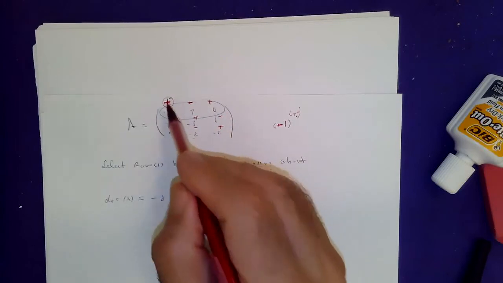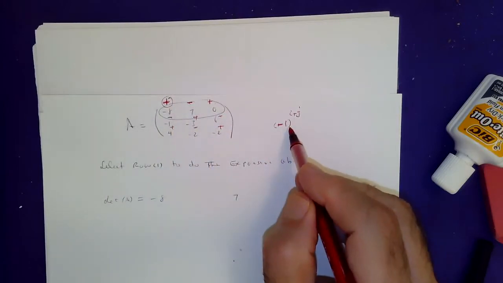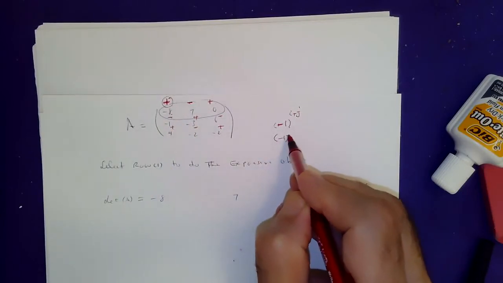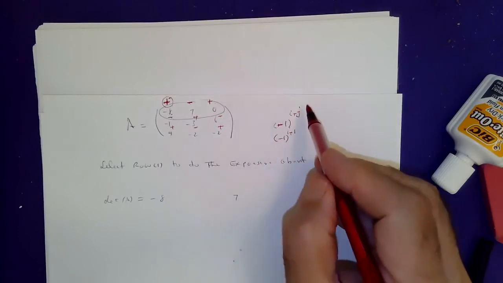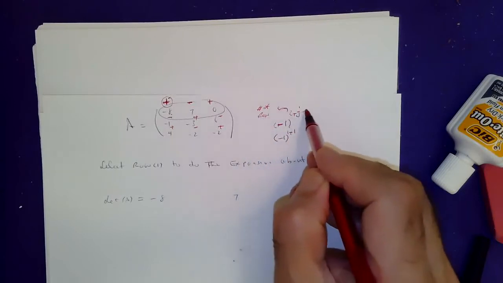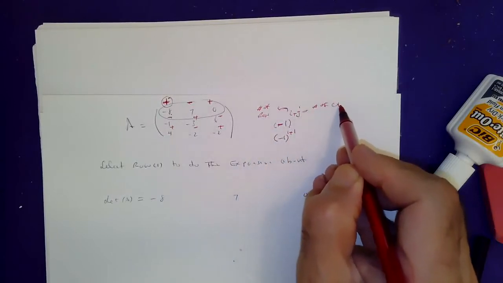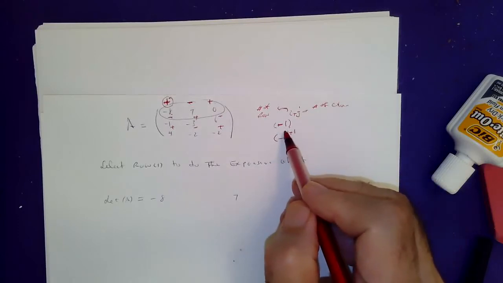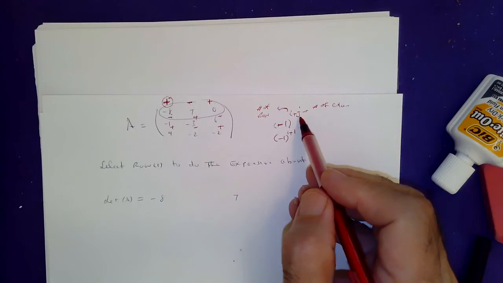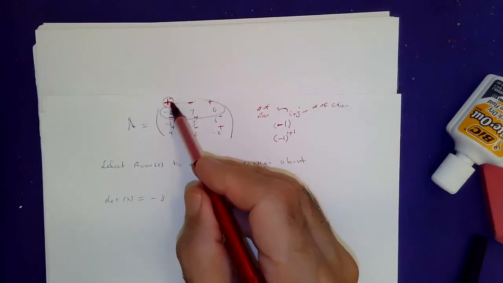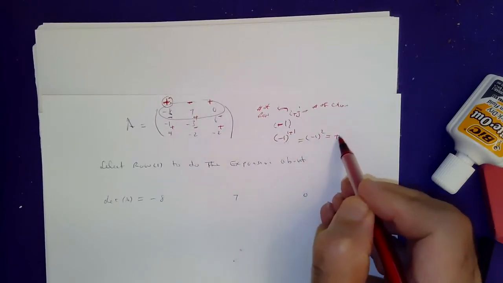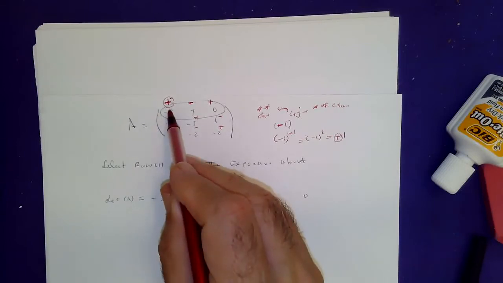Where does the positive come from? According to this formula, this element is in the first row and first column. So this would be -1 to the power of 1 plus 1, because i is the number of rows and j is the number of columns. So the factor -1 to the power of i plus j, with first row, first column, is -1 to the power of 2, which gives you +1. So the answer is positive.